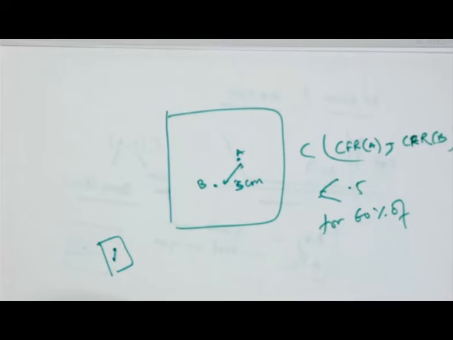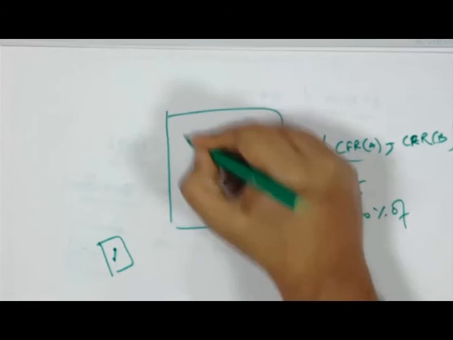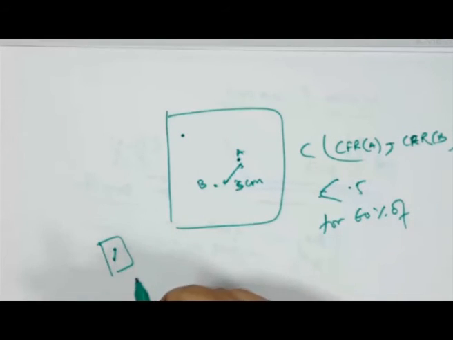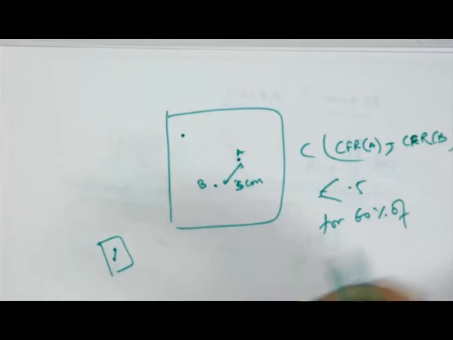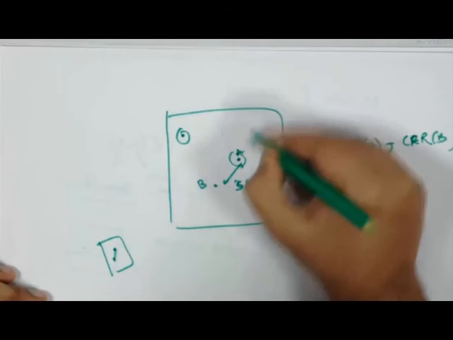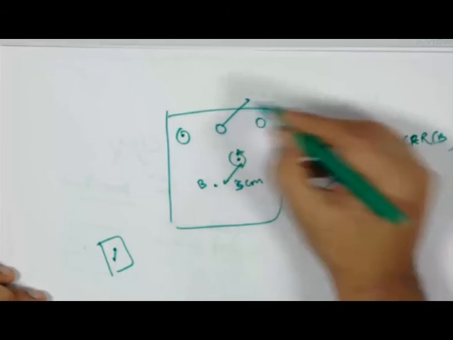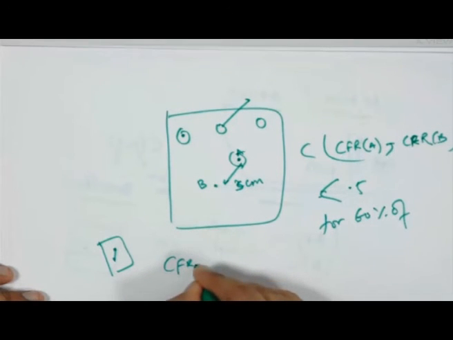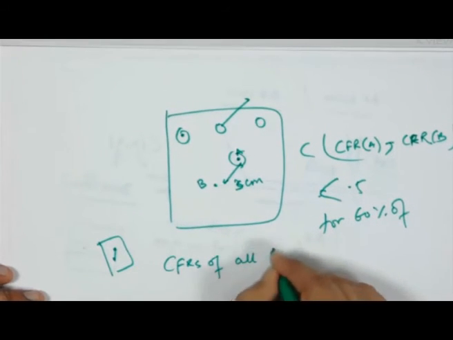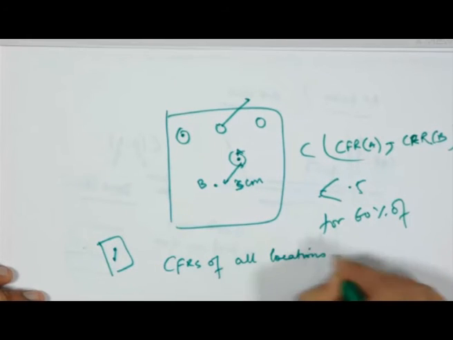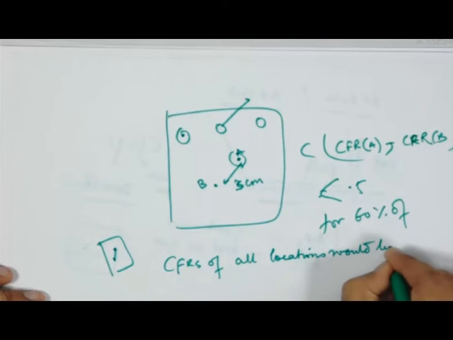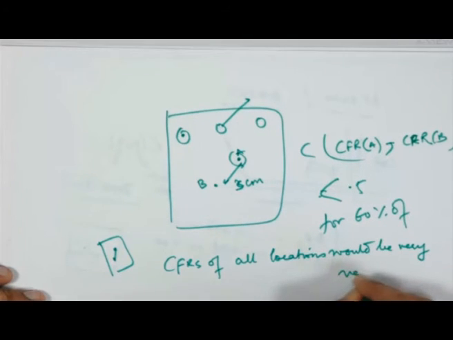Again, can the CFRs for one location be the same as the CFR of another location? This can happen with respect to one AP, but as soon as we take multiple APs, this would never be the same. So the CFRs of all locations would be very, very unique. That is also needed.